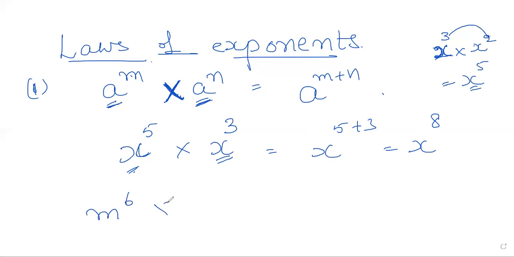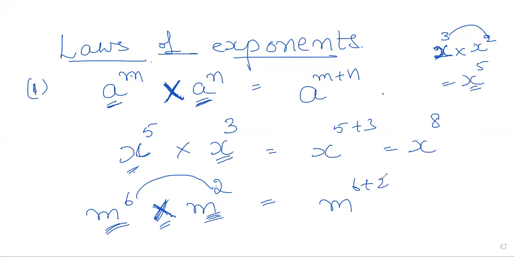Take another example. M to the power of 6 into m to the power of 2. That is equal to, bases are the same, you can add the powers. So when should you add? When there is a multiplication sign, children. Okay, the multiplication symbol should be there and bases should be equal, then you can add the powers, that is m to the power of 8. So this is the first law of exponents.